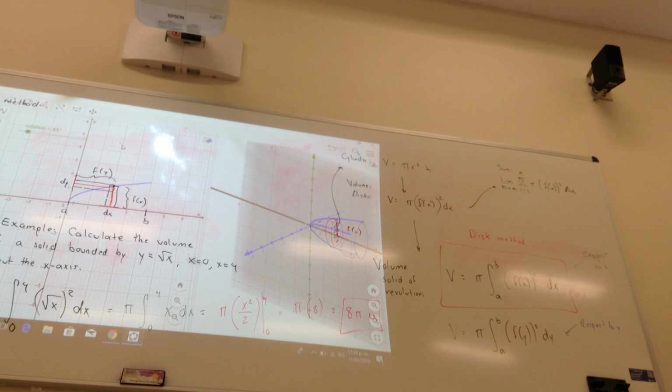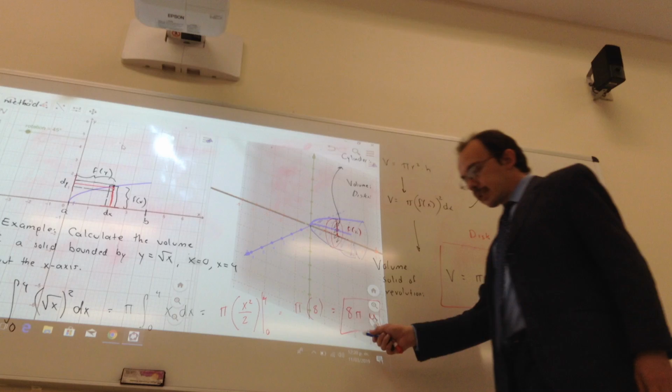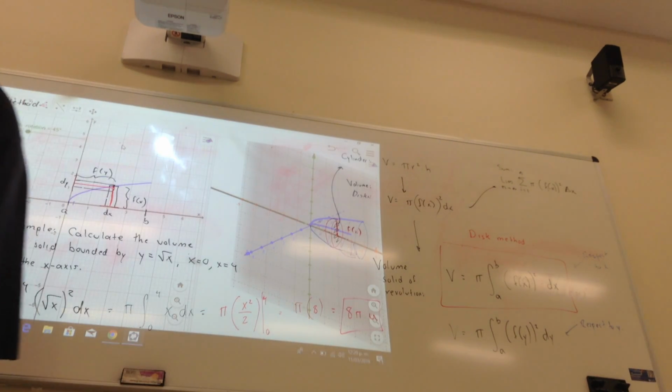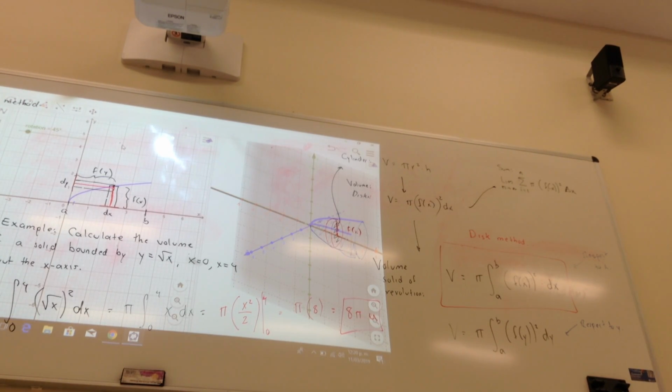So the answer will always have pi. Yeah. So you can give me decimals, but I prefer this. It's more exact with the pi. 8 pi units. Units of what? Units of volume. So it could be whatever: centimeters, cubic meters, whatever. It's the volume of the entire figure. You graph both 2D and 3D.